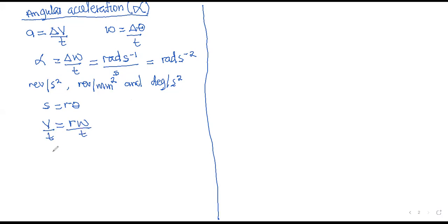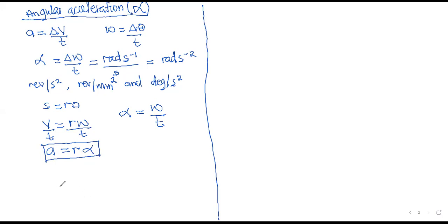Okay, so if we divide both sides of the equation by time, we have v over t given as linear acceleration a, and we have angular acceleration alpha equal to omega over t. So we have a equals r times alpha. And this is the equation also connecting linear acceleration and angular acceleration.